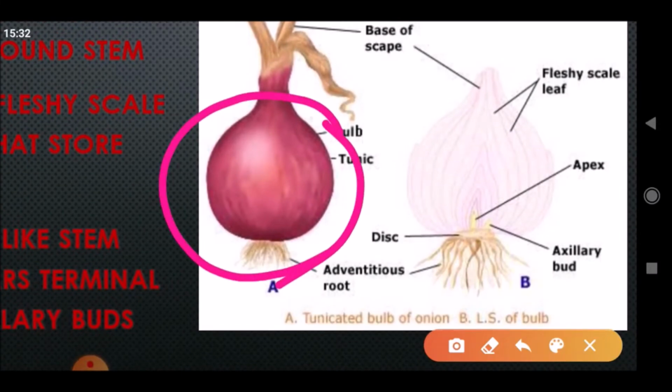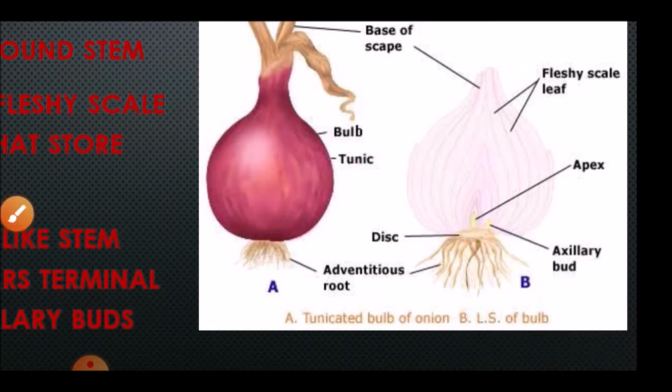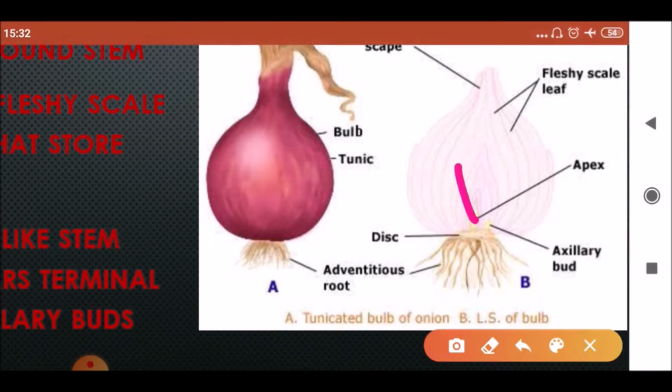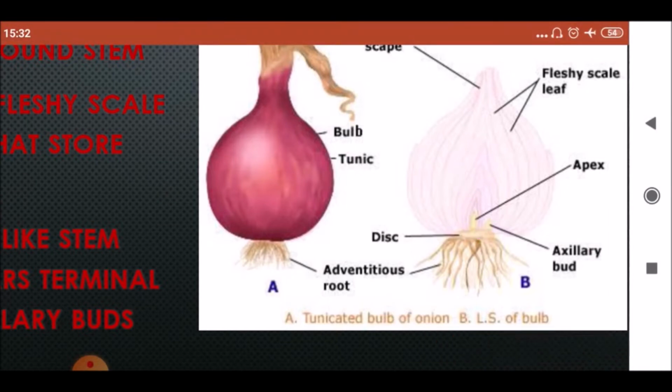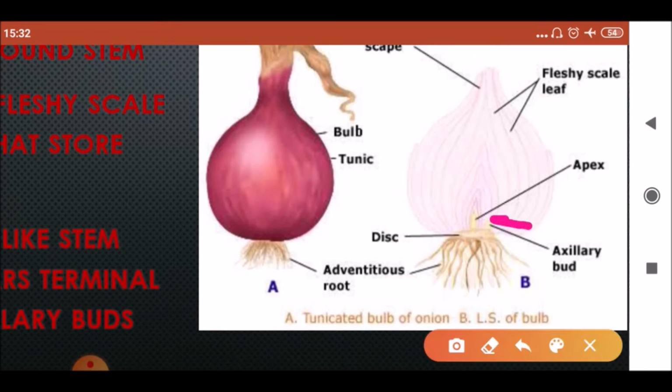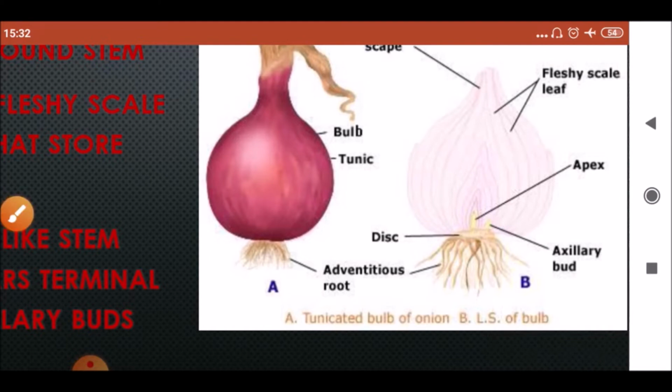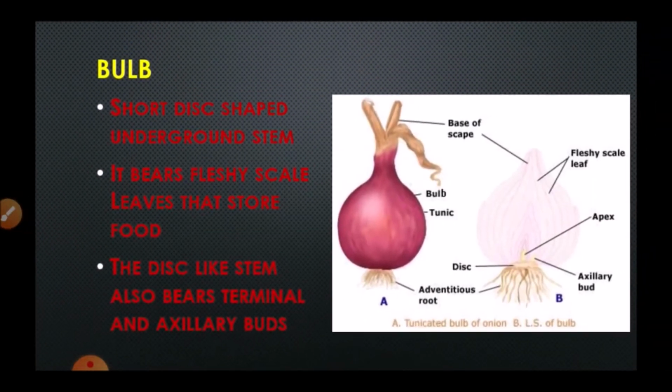Now children, here is the longitudinal section of onion. This flat structure is called a disc and it has an axillary as well as a terminal bud. This one is the terminal bud, and this one is the axillary bud. Now children, these are the fleshy scaly leaves present on the disc of the bulb. So children, this is about the bulb.